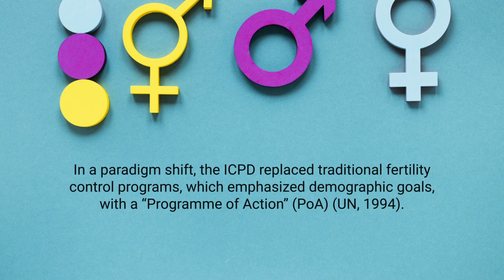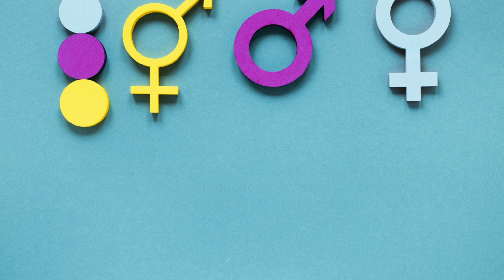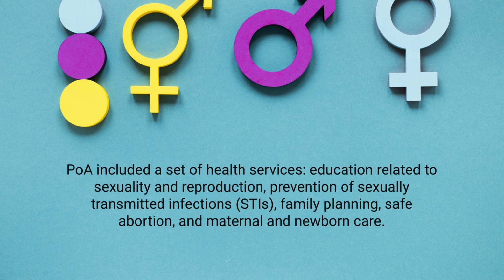In a paradigm shift, the ICPD replaced the traditional fertility control program, which emphasized demographic goals, with a program of action. The program of action included a set of health services: education related to sexuality and reproduction, prevention of sexually transmitted diseases, reproductive tract infections, family planning, safe abortion, maternal and newborn care. You can see previously the maternal and newborn care program was separate, the STI RTI program was separate, the family welfare program was separate, and safe abortion was exclusively separate. But here all these things had come under one umbrella.